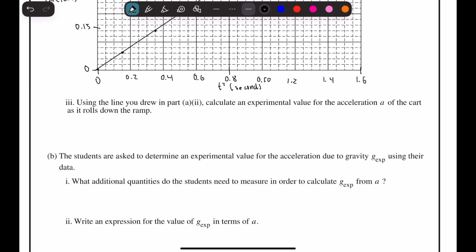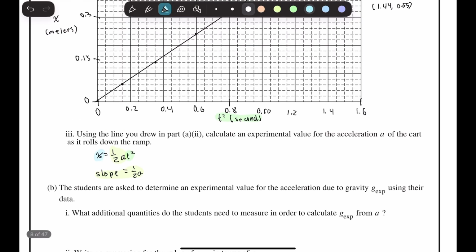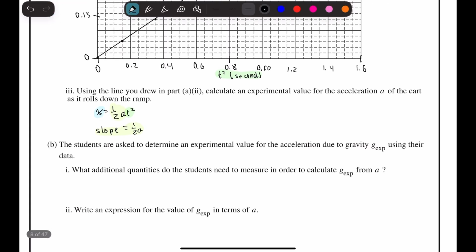So now, use the line you just drew in part A to calculate an experimental value for the acceleration A of the cart as it rolls down the ramp. So we can use the slope. We can use x is equal to 1/2 at squared to get the slope. So from this, we can identify our slope is equal to 1/2 a, because t squared was our x, and x displacement was our y, right? So from here, we can see that a is equal to 2 times the slope.